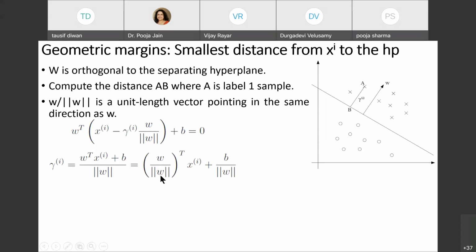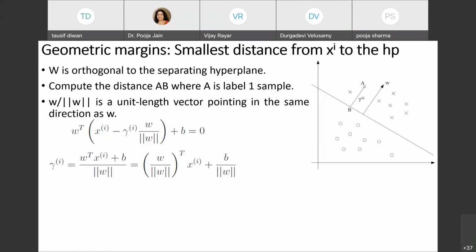Now just look at this. Norm of W is displayed using this W transpose as well as using this B. So we are just distributing this norm of W over the first term and the second term. It will become W divided by norm of W transpose multiplied by Xi plus B divided by norm of W. This is nothing but the geometric margin for the ith sample.